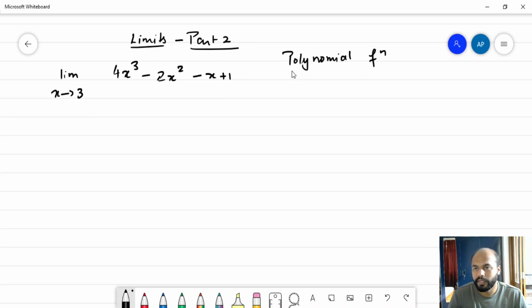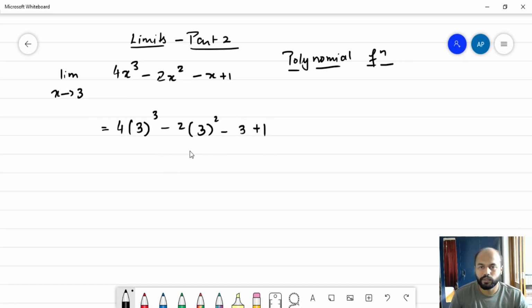Now if a limit is given to a polynomial function, then how do we evaluate it? Let's see that. All that we have to do in this case is just substitute the value of this limit. That's it. Once we do this, what we get is 4 into 27 minus 2 into 9 minus 3 plus 1. So the answer that is going to come is 88.